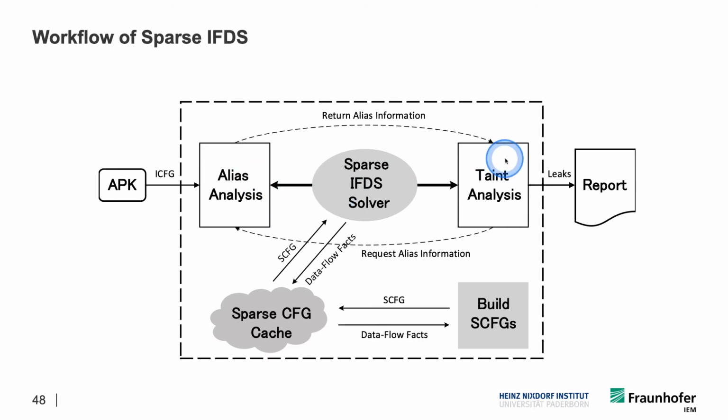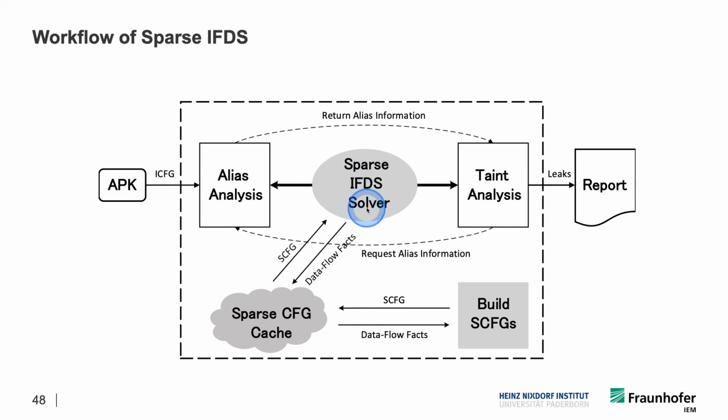I'll still be talking about this, but it's not sufficient to use taint analysis as such. You also need an alias analysis, like you see here. The alias analysis that they built upon was also implemented using a particular variant of IFDS. And so they implemented the Sparse IFDS solver for both of these analyses, the taint analysis and the alias analysis. That's why it's depicted as such.